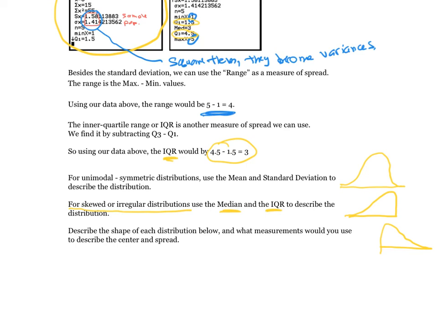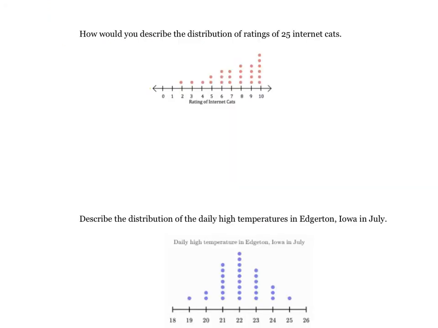On the next slide, we're going to describe the shape of each distribution and say what measurements you would use to describe the center and spread. Our first distribution says, how would you describe the distribution of ratings of 25 internet cats? So this must be a popularity rating of some kind. Notice that the graph starts out really high on the right, and then gets lower and lower as we go to the left. This means that the graph is skewed left towards that tail. Remember, the tail's down here.